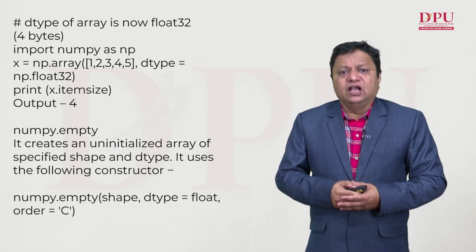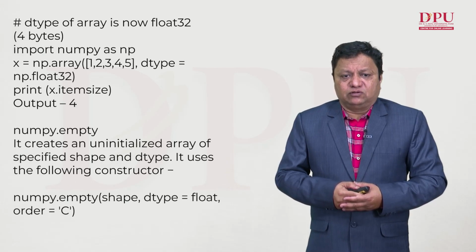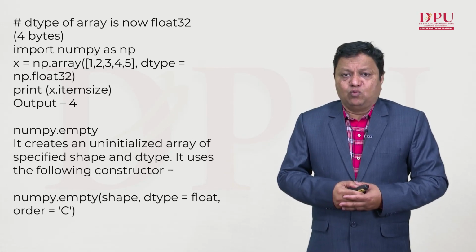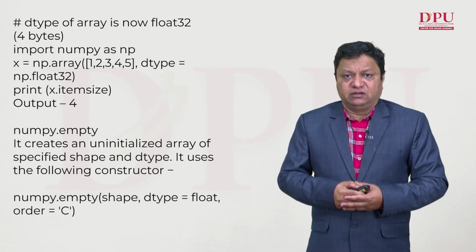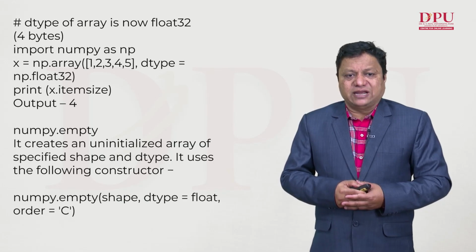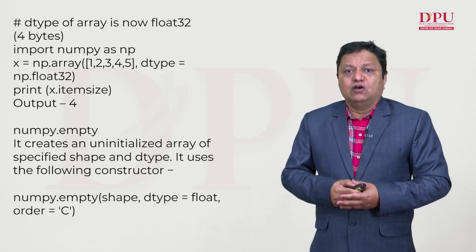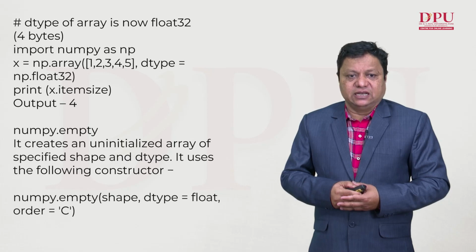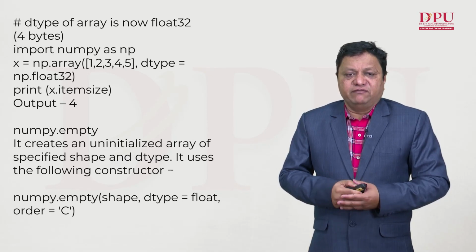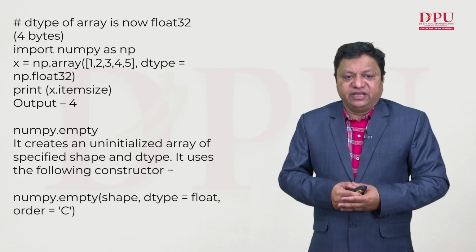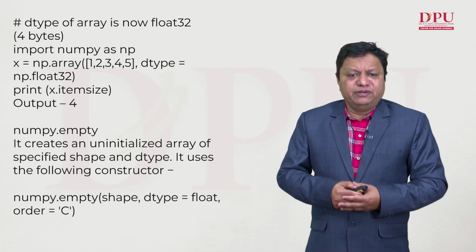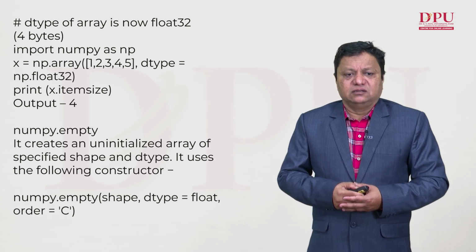Again, if I have provided the data type as float, float will contain 4 bytes of memory. So if I have to find out the item size of each element by using print x.itemsize, I will get 4, since the data type float will occupy 4 bytes of memory for each element. In the same way, numpy.empty creates an uninitialized array of specified shape and data type. So if you want to create an empty array, I can use numpy.empty.